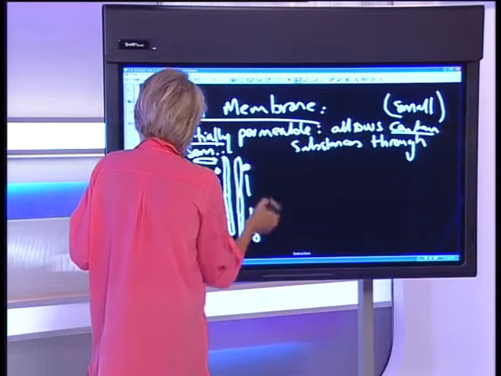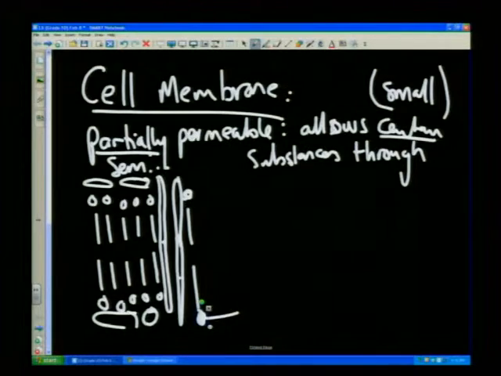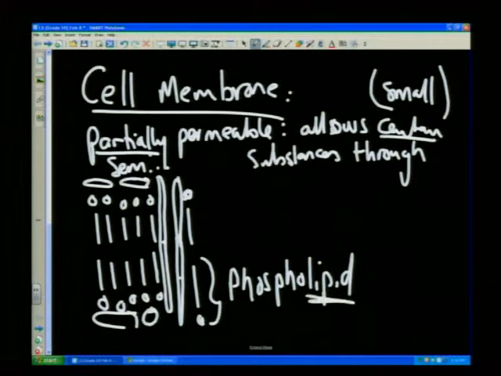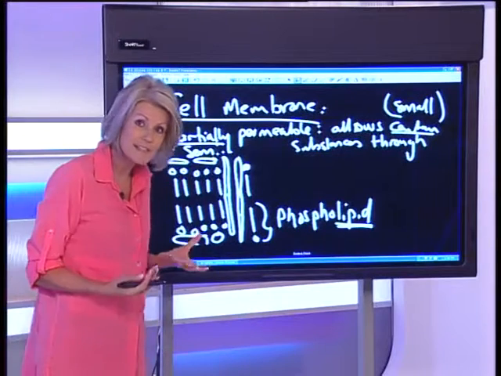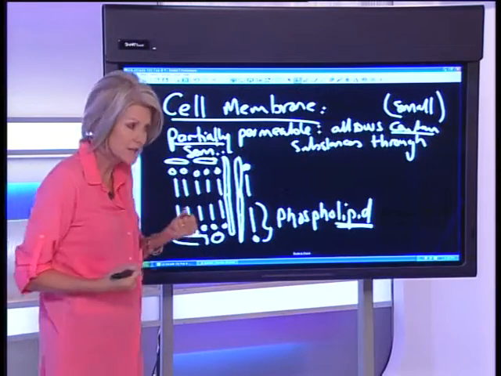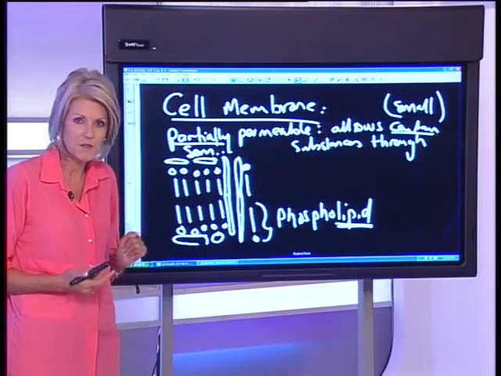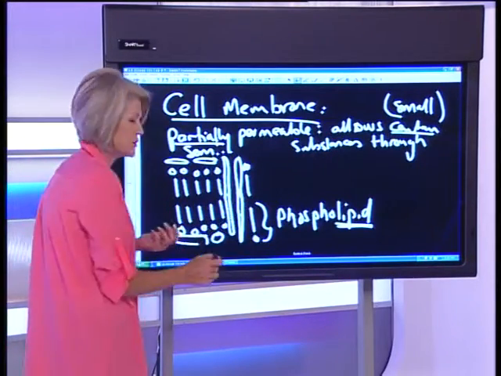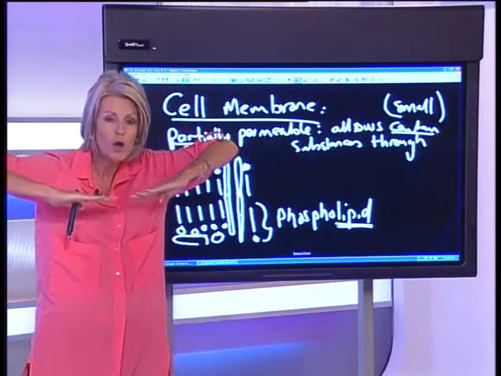These little round ones here, let's just make it simple. This is a phospholipid. And this is therefore made up of a fat, a lipid, and phosphorus. And that is what makes the phospholipid. So you've got your phosphate sitting there and your lipids in between. And it makes like a double row of these structures.